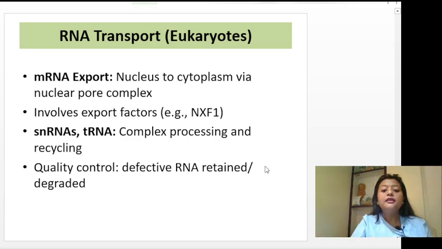I can say transported. There are some export factors, NXF1, which are involved, and also the snRNAs and tRNAs are involved in the processing part, as I've told you, in splicing and recycling, and also at the end, quality control. I kept saying this so that nothing comes and adds more to the mRNA. That means the RNA should be pure. It should not be degraded, or there should not be any defect in the RNA being formed. So for that, quality control is done. If there is any defective or degraded RNA present, it will be retained. It will be stopped from being transported for the translation process.